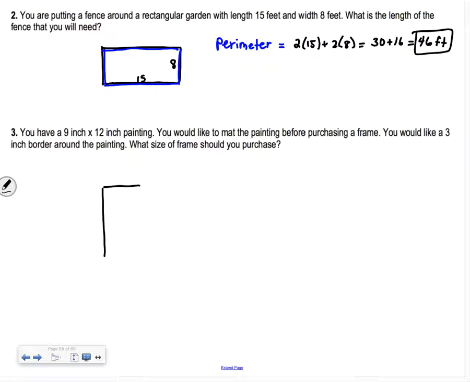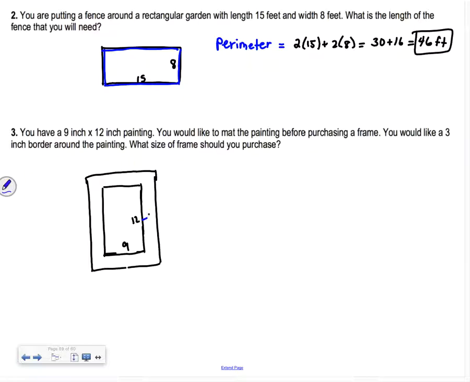Okay, this one's a little tricky. So we have a 9 by 12 inch painting. And it says you would like to mat the painting before purchasing a frame. You would like a 3-inch border around the painting. So we want 3 inches to be the mat. So kind of like that piece of poster board, cardboard material to go around. So I'm going to be kind of careful where I draw my 9 and my 12 because I don't want to get confused. So I'm going to draw them on the inside here.